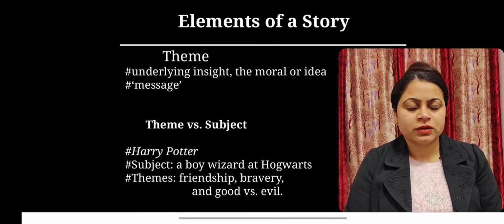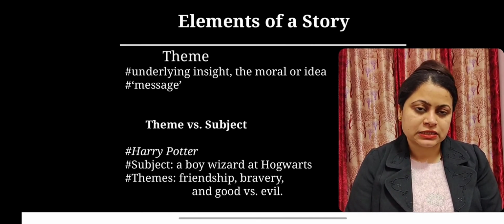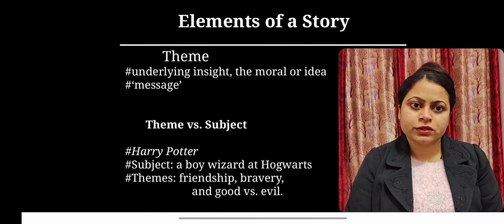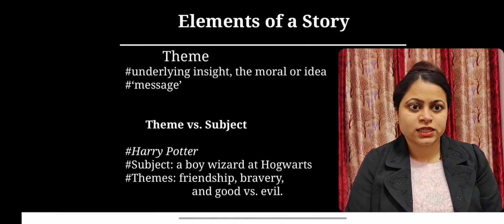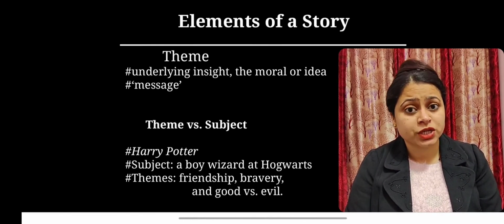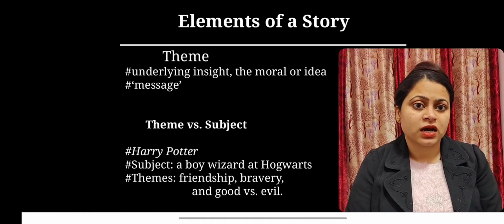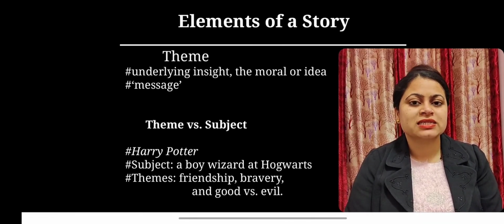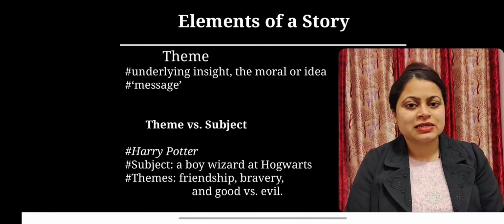For example, the Harry Potter series has a boy wizard at Hogwarts, which is its subject, whereas its themes are friendship, bravery, and good versus evil. So, this is the difference between theme and subject.